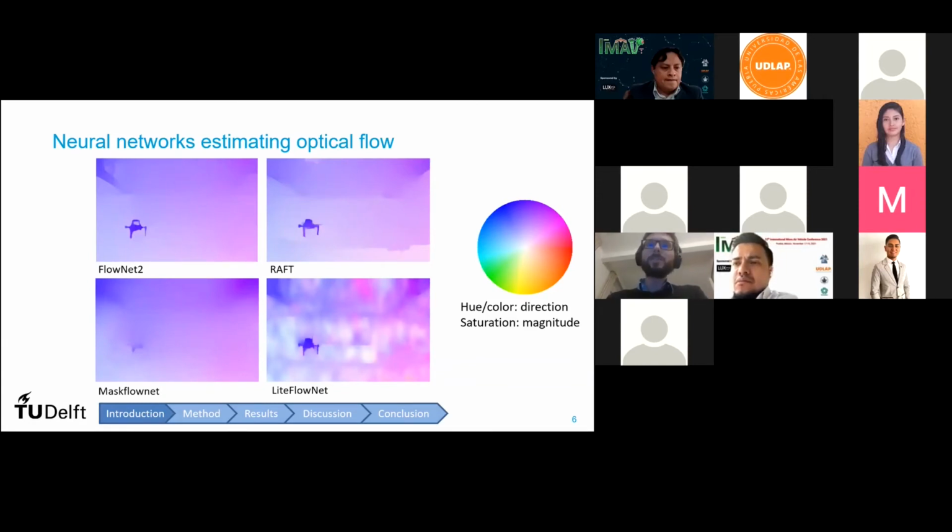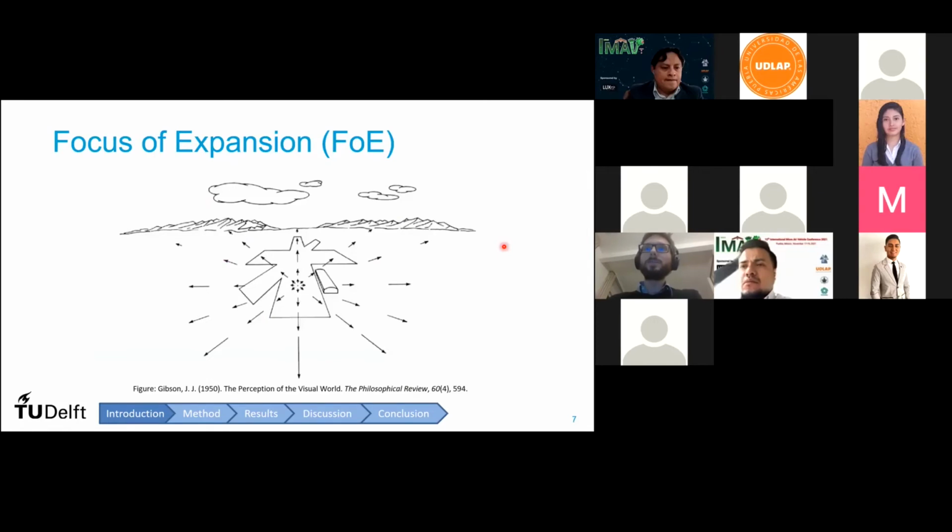So the student, Erik, evaluated different neural networks. What we see here is a drone. I don't know if you see my mouse. Let's do a laser. Yes, we see a drone. We tried out FlowNet, RAFT, MaskFlowNet, and LiteFlowNet. And as you can see already, FlowNet 2 actually gives the nicest result, where these colors indicate the motion direction of the flow. And so he went with this flow.